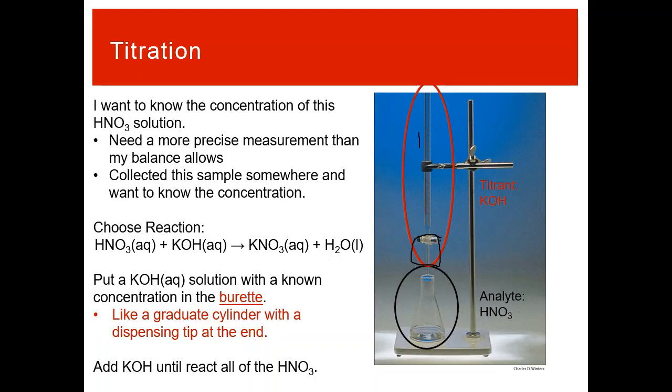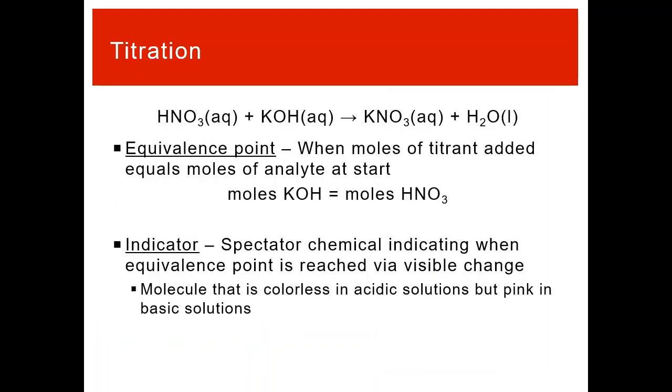Basically, you add KOH until you react all of the HNO3. There is some number of moles of HNO3 in this solution, and you add enough KOH until you react with all of the HNO3 in that solution. This point is called the equivalence point. That word equivalence means it's when the moles of titrant added equals the moles of analyte at the start. Remember, the analyte was the HNO3 in our flask. We are adding a volume of this KOH solution, and we add enough until the moles are equal.